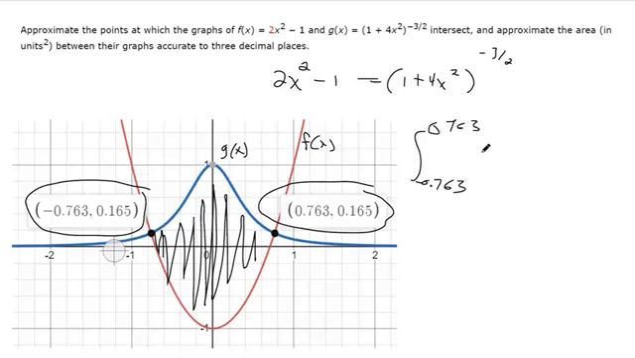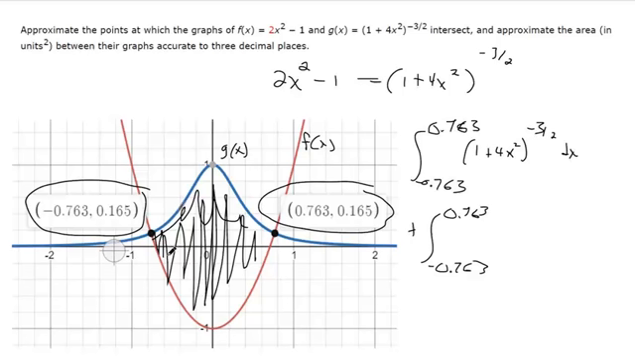So we want to integrate g of x. That's going to tell us the top area, and then we want to add to that the integral. It also says approximate the area, so I wonder if they don't want a definite integral. So we want to do the same limits of integration, 0.763.